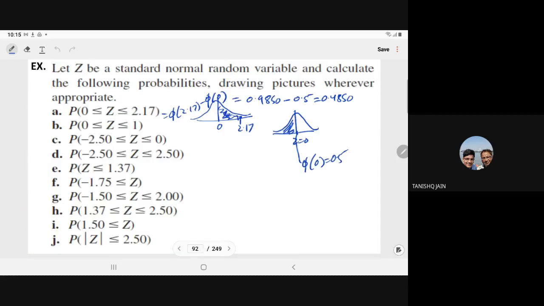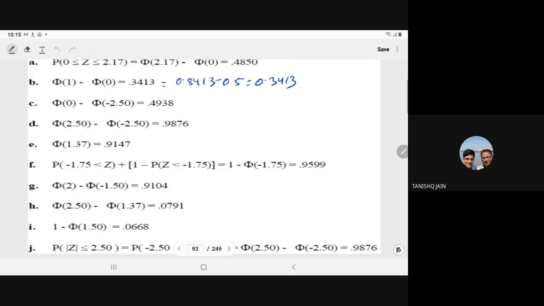Similarly, z lies between minus 2.5 and 0. This will become phi of 0 minus phi of minus 2.5. If you have the negative value, you can note it down, otherwise you can change it into the required one. The required probability will come to 0.4938.